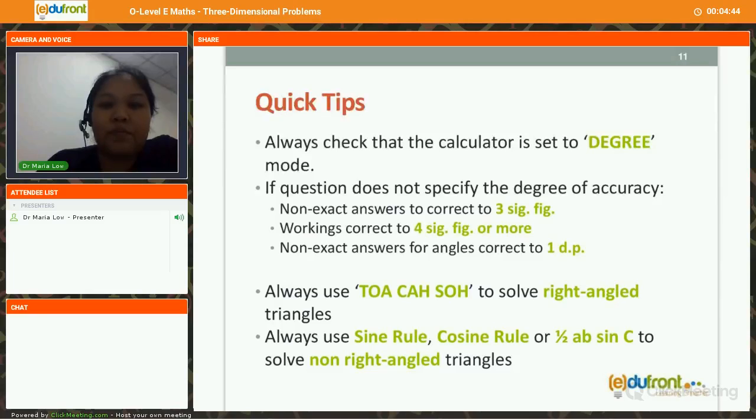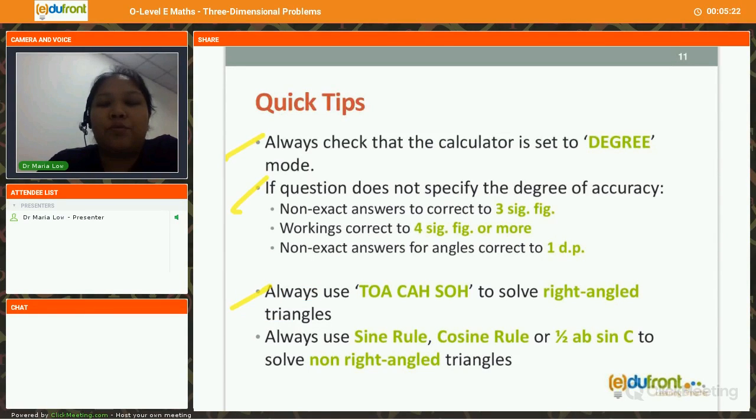Then after that, we have some quick tips as a reminder for students to make sure that they do not create mistakes in trigo topic. First is always to check that the calculator is set to degree mode. Second of all, if the question does not specify the degree of accuracy, make sure that the non-exact answers are correct to 3 significant figures. Workings are always correct to 4 significant figures or more. Non-exact answers for angles are always corrected to 1 decimal place.